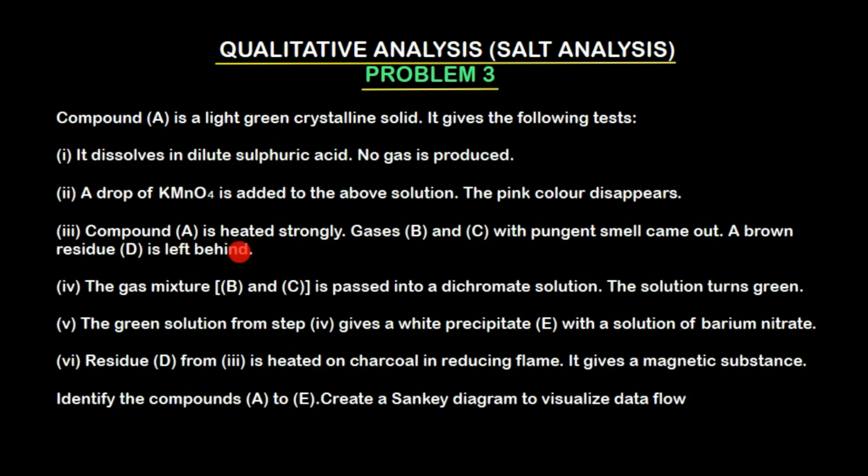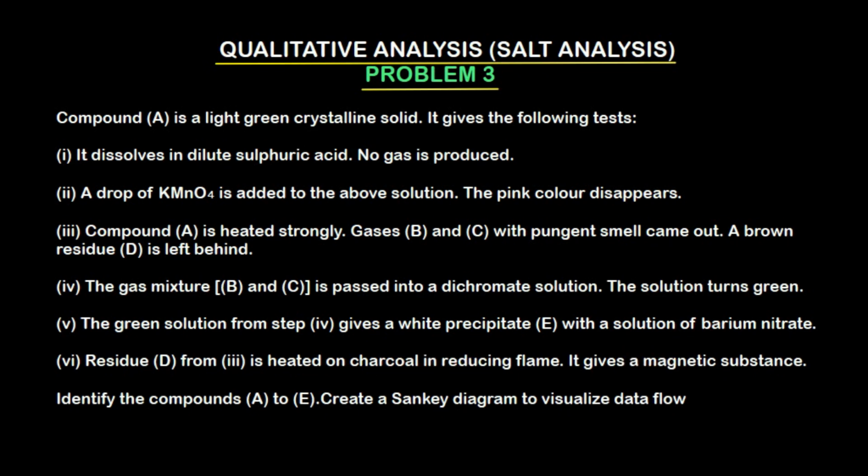also left behind. And next, number 4 is the gas mixture B and C, when passed into the dichromate solution, the solution turns green. And next, number 5, the green solution from the step 4 gives a white precipitate E with a solution of the barium nitrate. And in the last observation, residue D from the step 3, that means this particular step, this residue D, right, is heated on the charcoal in the reducing flame. It gives a magnetic substance.